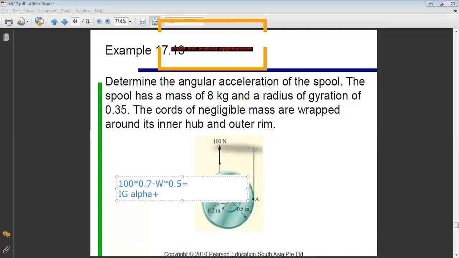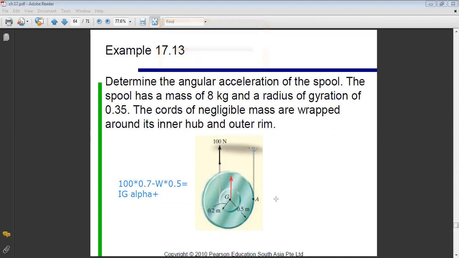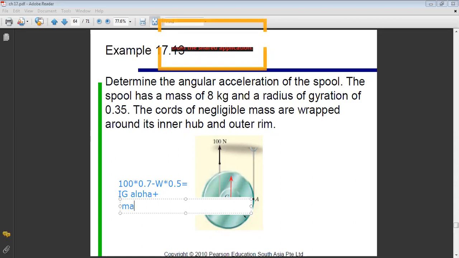plus what? What is the moment of vector MAG about A? AG times 0.5. This is vector MAG, okay? Vector MAG is upward. It's producing a clockwise moment about A. So it's plus MAG times distance 0.5.